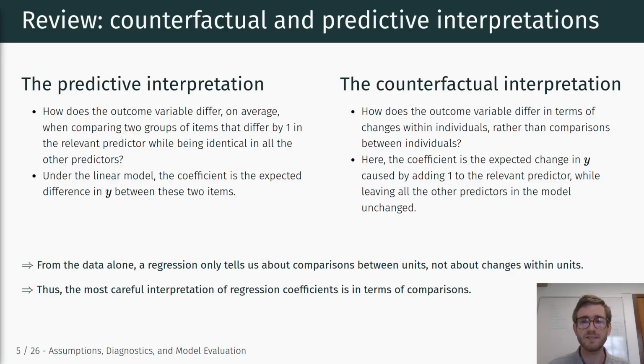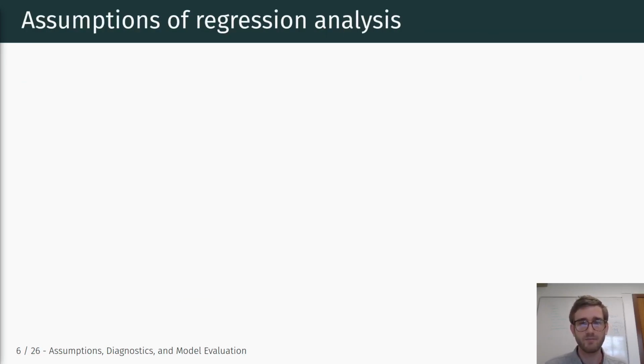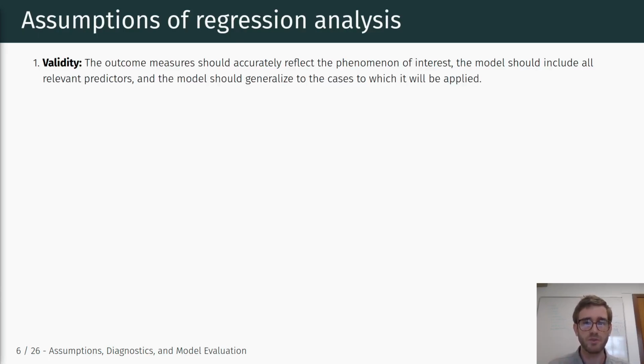Okay. So what are these assumptions of regression analysis? In our textbook, they're listed as a couple of basic assumptions that are basically just listed in decreasing order of importance. Okay, and the most important assumption of regression analysis here is validity. And what the authors mean by validity is that the outcome measures should accurately reflect the phenomenon of interest. So the model should include all relevant predictors, and the model should generalize to the cases to which it will be applied. Right. So the most important question is whether the data that we're analyzing actually maps on the research questions we're trying to answer, right? And that's what validity in this broader sense refers to.